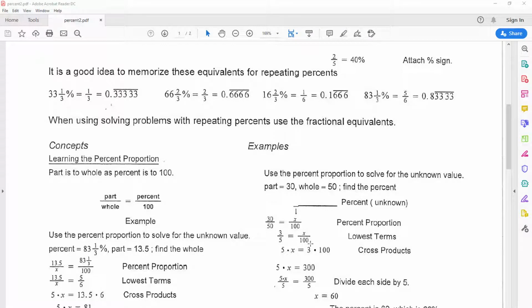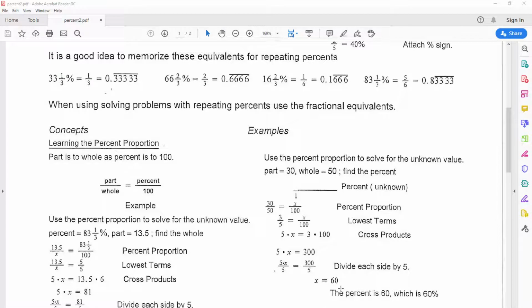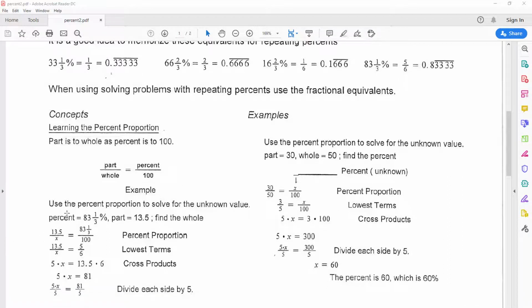I end up cross multiplying and dividing. So I have 3 times 100 is equal to 5x, and dividing by 5, x is equal to 60. However, in this case, 60 is not our final answer. You have to remember that they're asking for a percent, so we have to put that percent sign in. Now this one here, we have a percent of 83 and a third percent, and we have our part, and they say find the whole.